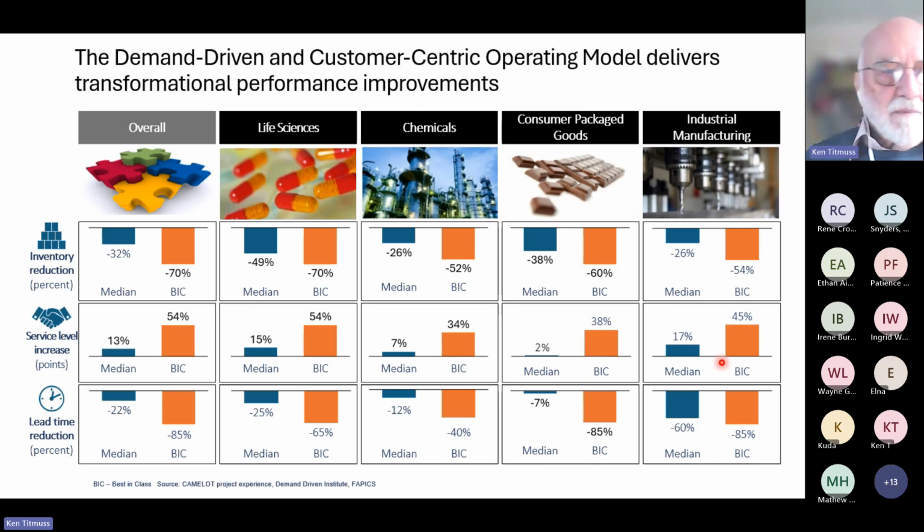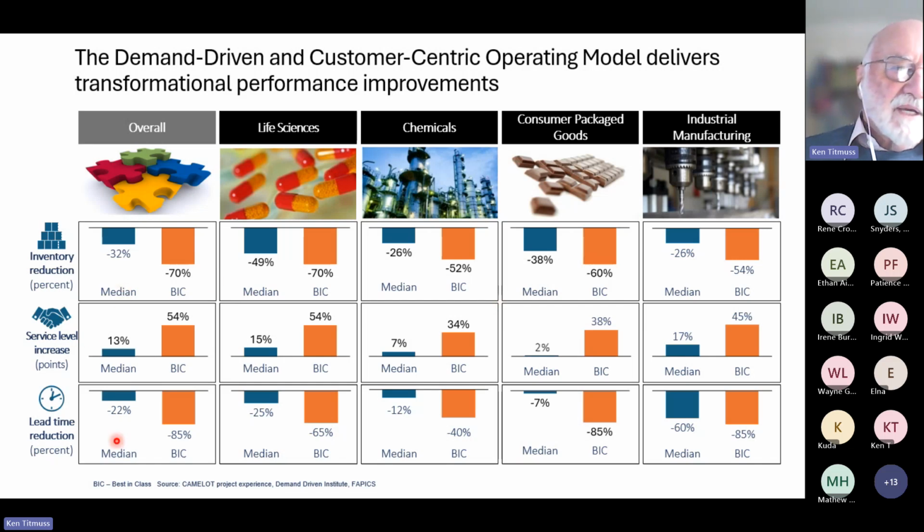This was a chart put together by Camelot. They've gone and looked at a number of demand-driven implementations that have happened over the years. And we've not found a type of business where DDMRP doesn't fit. So it's not purely for the food industry, it's for every industry, from make to stock all the way through to make to order. We've got companies that make helicopters, Caterpillar are involved in this. Life sciences, medical, pharmaceutical, chemicals, consumer packaged goods.